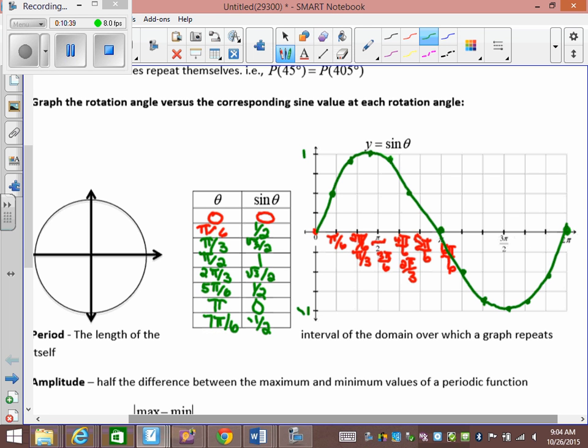So people are memorizing this one. Okay, sine starts at 0, 0, and then at pi over 2 it's 1, and then at pi it's 0, and then at 3 pi over 2 it's negative 1, sorry, and then at 2 pi, and they just memorize.